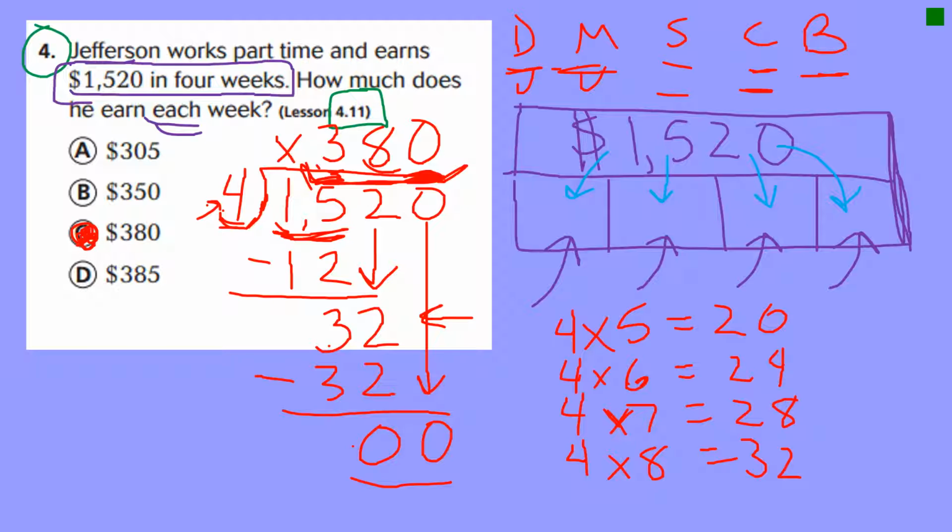Okay, so Jefferson earns $380 each week. 380, 380, you don't have to do this part. I just like to show you the beauty of the bar diagram every once in a while.